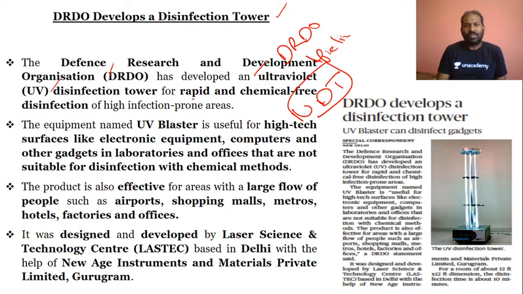And this is for what? For rapid and chemical-free disinfection of high-infection-prone areas. So wherever there are hotspot areas, it can be used for rapid and chemical-free disinfection. That is very important, and that is why it has been developed by DRDO, and it is called the ultraviolet disinfection tower. The name of the equipment is UV Blaster, that is, Ultraviolet Blaster.